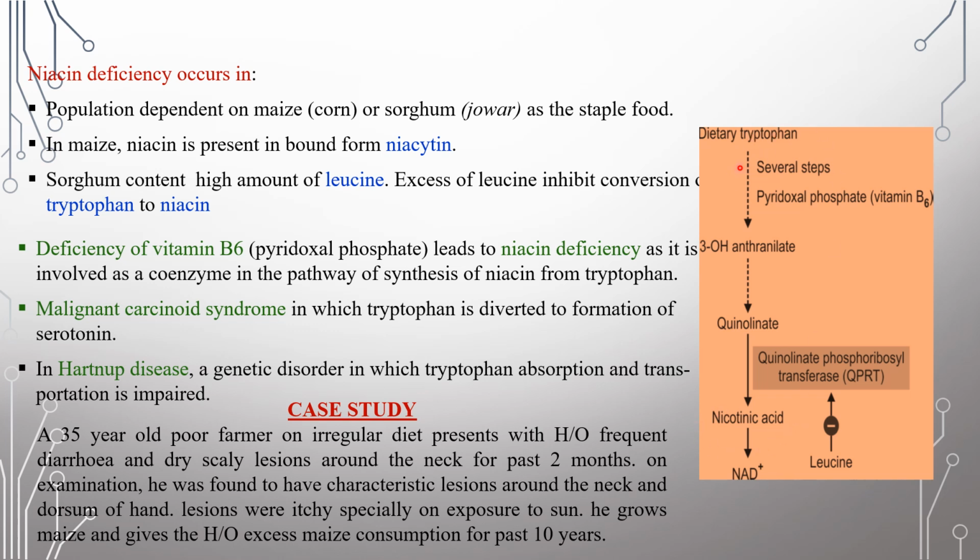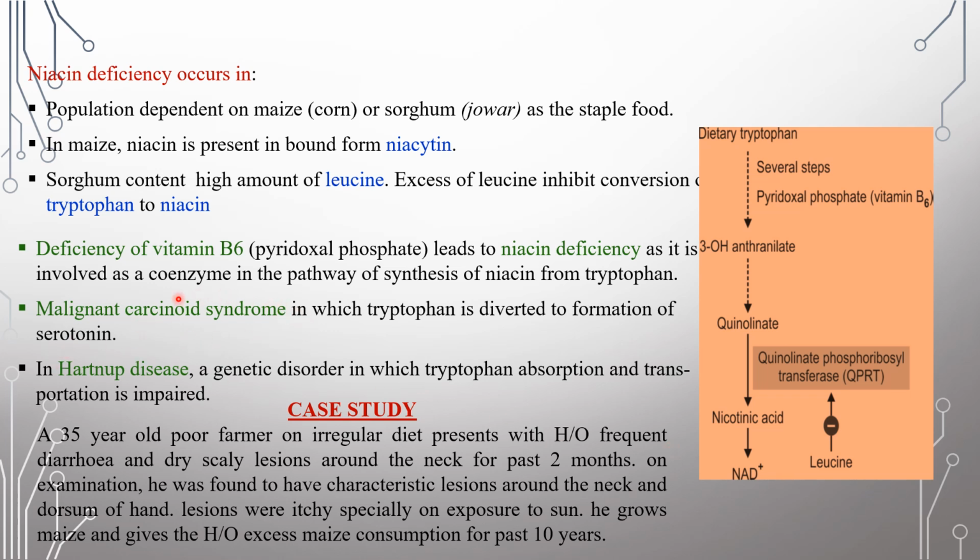Though the conversion is very low, only 10% of tryptophan is converted into niacin or nicotinic acid. So it's not a very beneficial one. There is a lot of sacrifice of tryptophan in conversion to niacin. So these are the vitamin deficiencies which lead to niacin deficiency. Then another cause is malignant carcinoid syndrome.